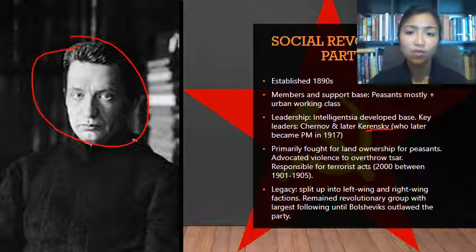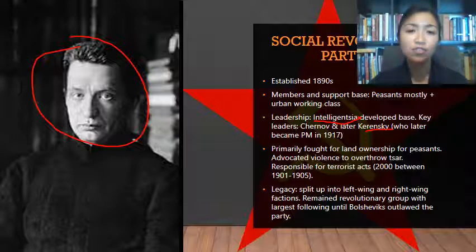Kerensky actually was a lawyer. Again, the intelligentsia developed the base for this political party. They were fighting for land ownership for the peasants. They were endorsing violence to overthrow the Tsar, and this is one of the key differences between them and some of the other parties that we'll look at. A branch of this party was responsible for some terrorist acts between 1901 and 1905.